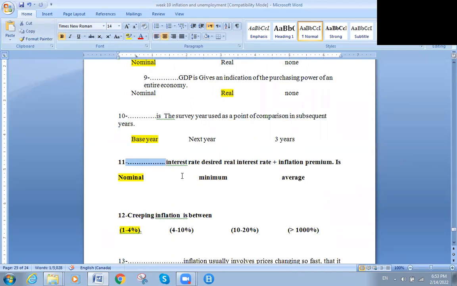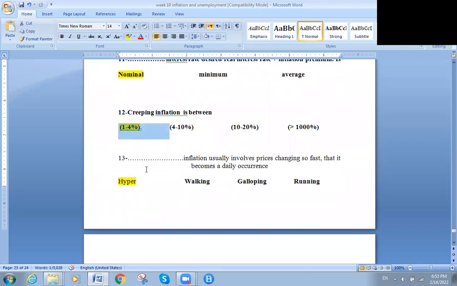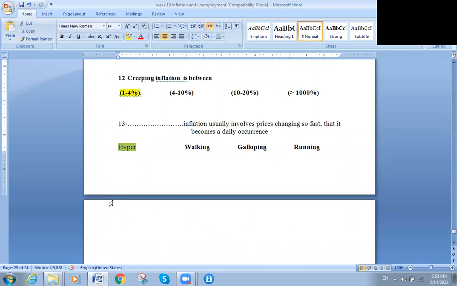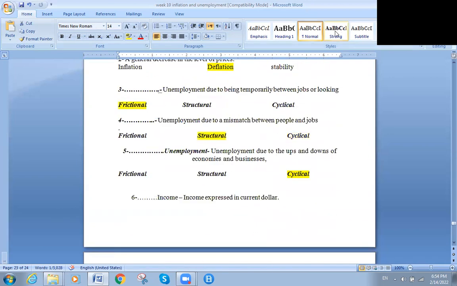Interest rate: the desired rate of interest plus an inflation premium is the nominal rate. The creeping inflation is from 1 to 4%. The hyperinflation involves prices changing so fast. This is the hyperinflation. And that is all the questions regarding this part.